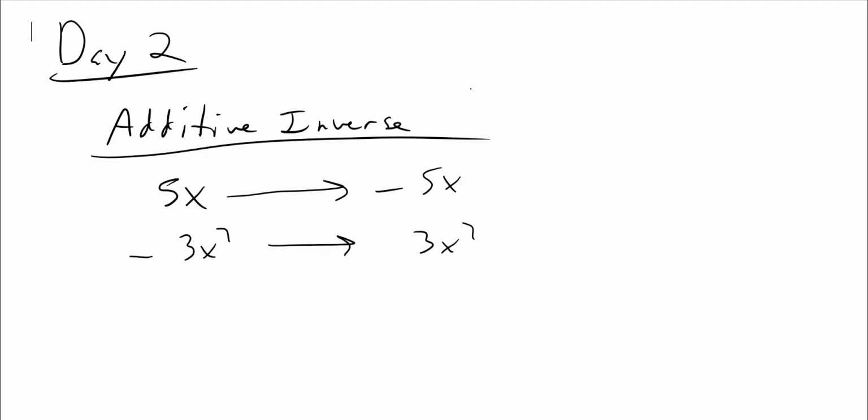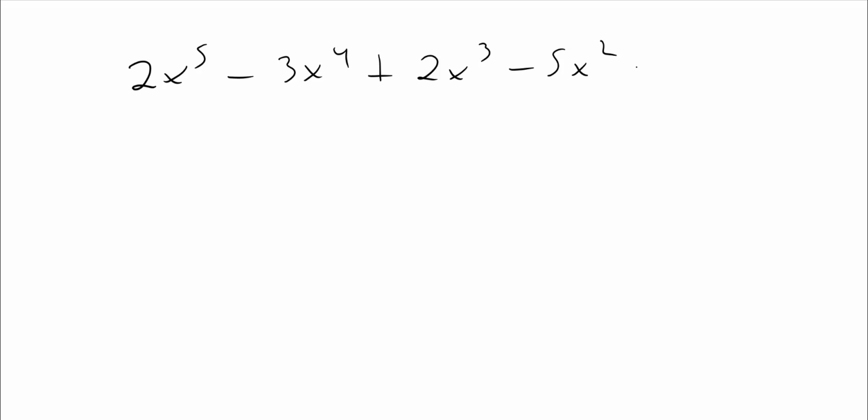So literally the additive inverse is just, you're going to change signs for every term. Okay? That's what the additive inverse is. So let's just do kind of a bigger problem here. If I said 2x to the 5th minus 3x to the 4th plus 2x cubed minus 5x squared minus 7. So the additive inverse, literally for every term, I'm just changing the sign.